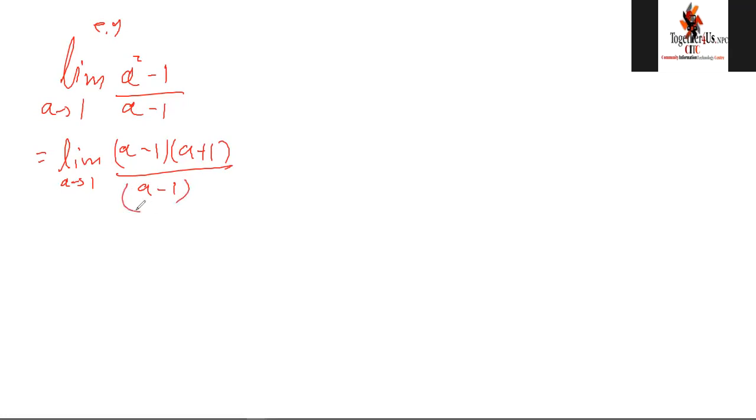And you can see right away the best part that you guys like. This is the limit of a plus 1 as a approaches 1, which equals 1 plus 1, which is 2. So the limit is actually 2. In other words, if you were to draw this function, you will see that as values of a approach 1 from the left and from the right, the y value that is being approached is actually 2.